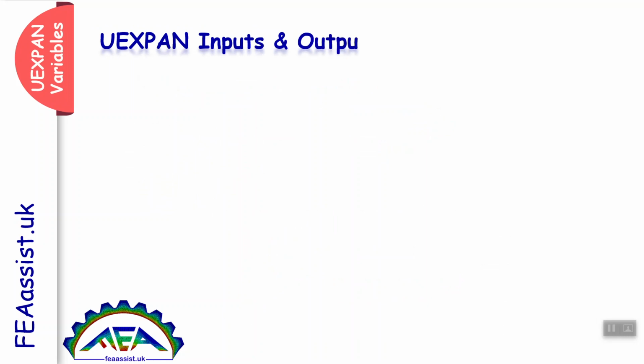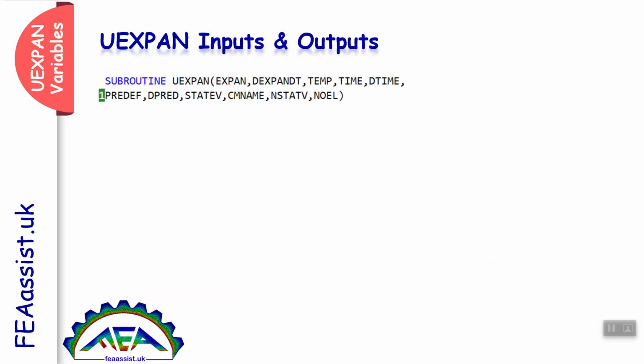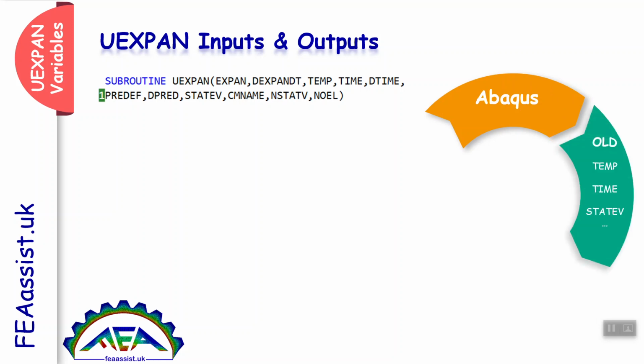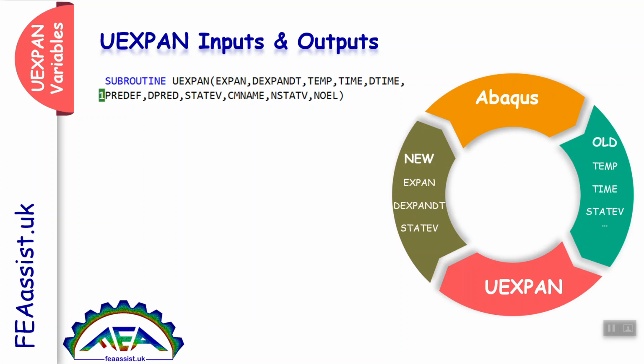Uexpand variables. Uexpand inputs and outputs. The Uexpand subroutine has some inputs, and we need to process them and export them as outputs to Abaqus. In other words, Abaqus computes temperature, time, and state variables. We need to use these variables in the Uexpand subroutine and define the expansion coefficient and the derivative of the expansion coefficient with respect to time, temperature, and state variables, and return these variables to Abaqus.